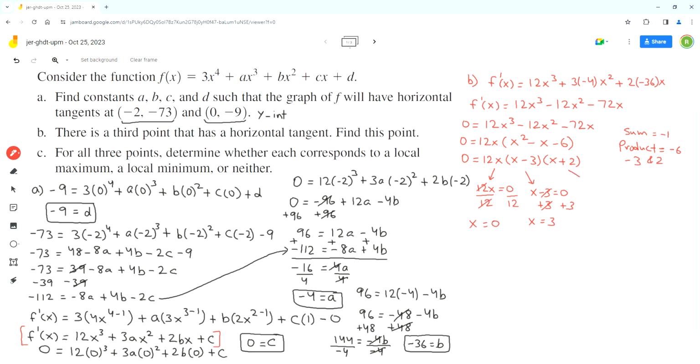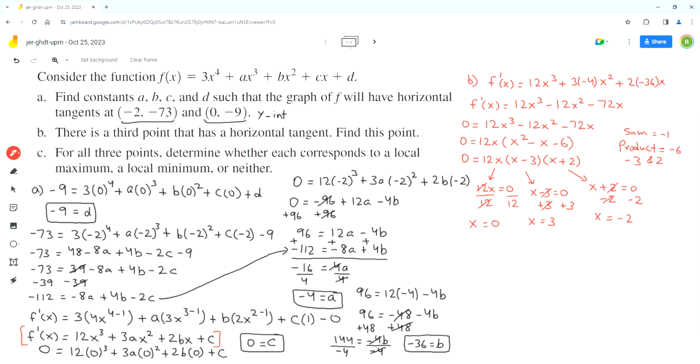And now for the third case, we do x plus 2 equals 0. Now we subtract 2 from both sides. So the 2's on the left side get cancelled out. So we get x equals negative 2. See, we got three x values at which the tangent is horizontal.